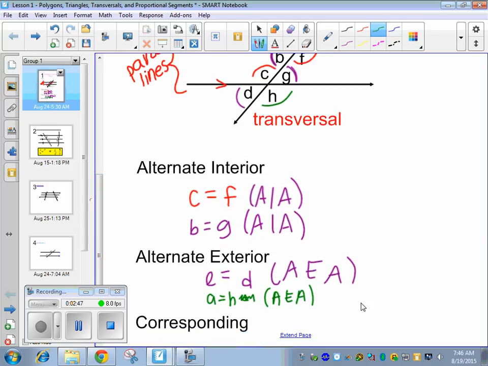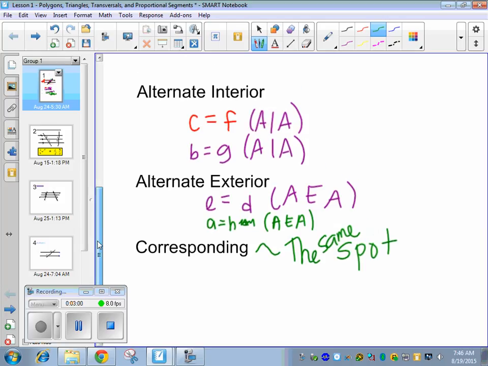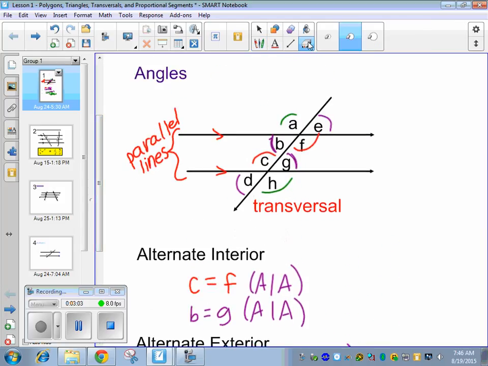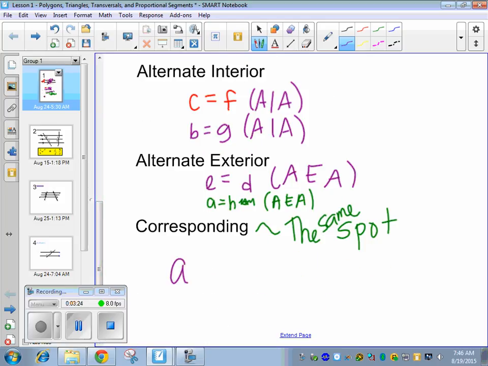All right, and there's one more thing we're going to learn, and they're called corresponding angles. Corresponding angles means that they are in the same spot, all right? The same spot. So what does that mean? Let me erase all my markings here. You kind of look at these four as a set of angles, and these four as a set of angles. And so A is in the same spot as C. So those are corresponding angles. We know they're equal. A and C are going to be equal because they're in the same spot.